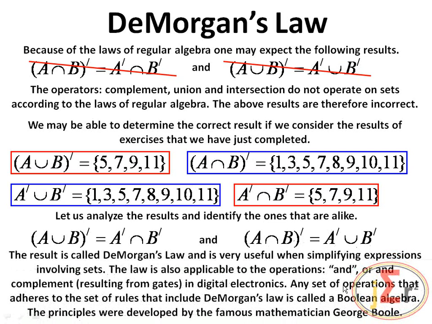The result is called De Morgan's law and is very useful when simplifying expressions involving sets. The law is also applicable to the operations and, or, and complement resulting from gates in digital electronics. Any set of operations that adheres to the set of rules that include De Morgan's law is called a Boolean algebra. The principles were developed by the famous mathematician George Boole.